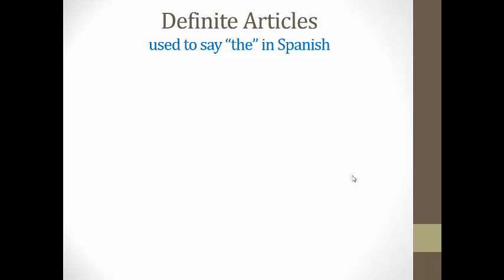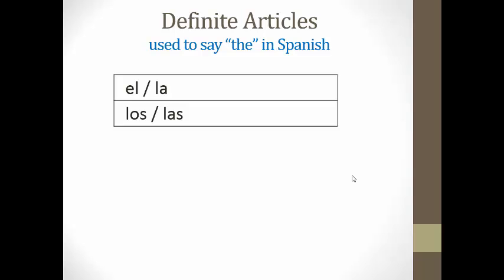As you can see here in blue, definite articles are used to say the in Spanish. On your note guide, please fill in your chart here. El and la mean the. El is masculine singular. La is feminine singular. Los and las, they also mean the. The difference between all of these, los is masculine plural and las is feminine plural.